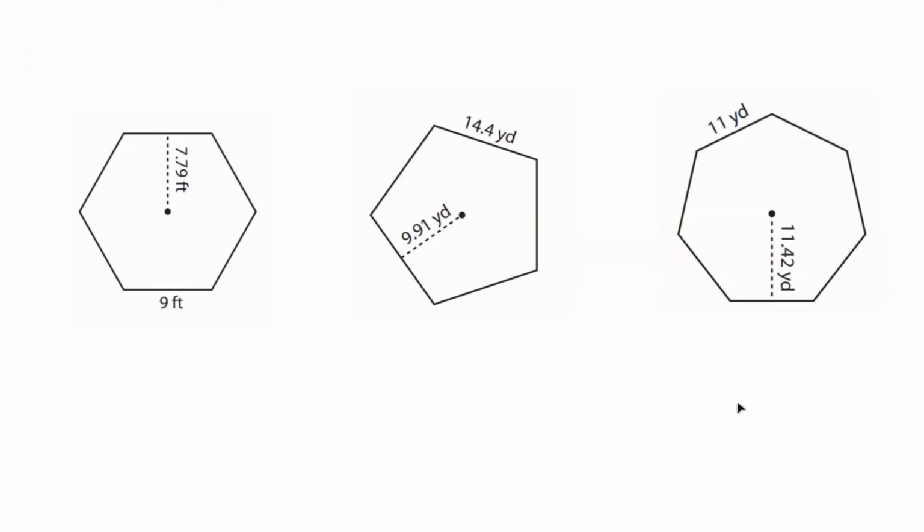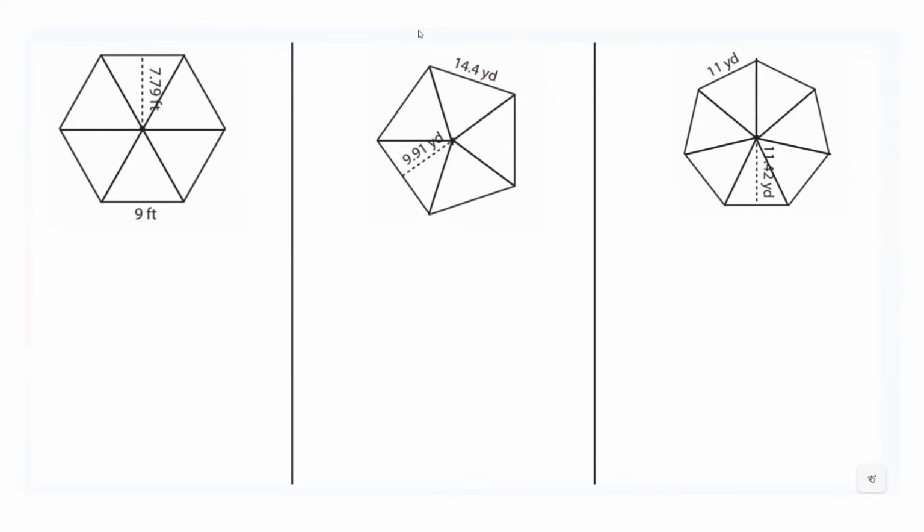We will find out the area of these polygons by dividing them into triangles. So let's understand one by one how we can calculate the area of each polygon when we divide them into triangles. Here you can see I have already divided the polygons into triangles.